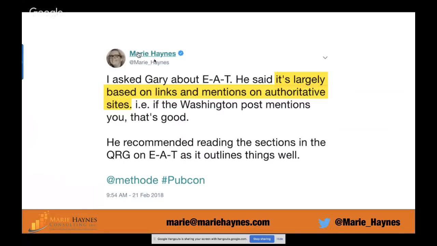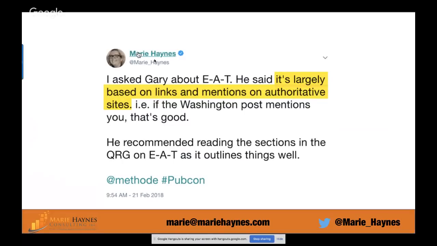So back in February of 2018, I was at PubCon Austin, and I asked Gary Illyes from Google, he was doing a keynote talk, and I asked him in the question period, how does Google algorithmically determine EAT? And he said it's largely based on links and mentions on authoritative sites. And it's really interesting that he said mentions.